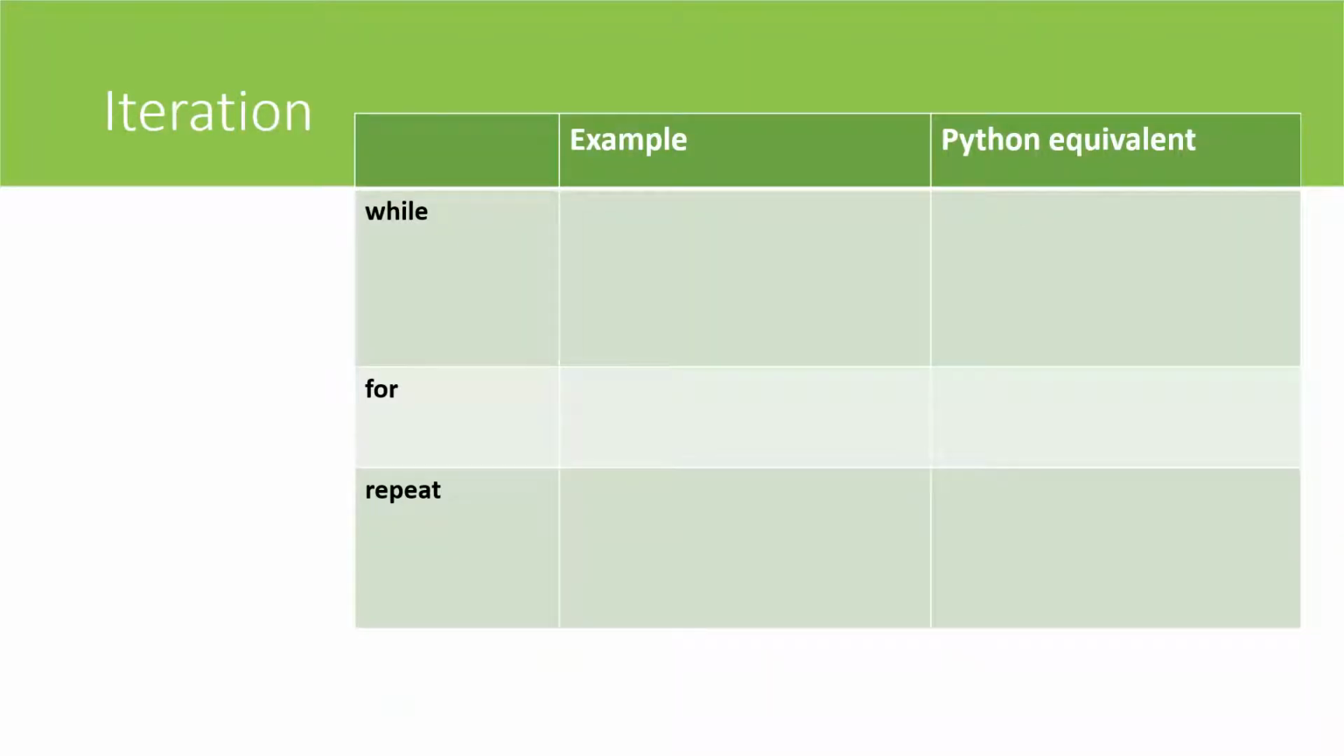So iteration are the loops in our program. The ones we're interested in are while, for, and repeat loops. With a while loop, we have our while clause, and then we have our statements within the while loop there. If you notice, they are indented here. You don't have to indent code in pseudocode, but it does really help to do that as you would in Python. And then you wrap it off with an end while here. The Python equivalent for that is given as well.